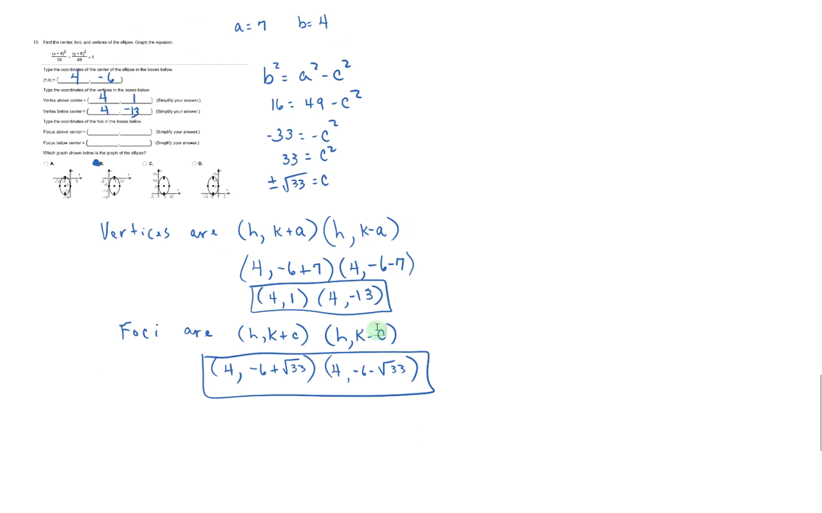The foci, we're going to just plug into the formulas. h and then k plus c. So (4, -6 plus the square root of 33), and (4, -6 minus the square root of 33). And those would go there. And that one's going to be below center. And then, which graph shows the ellipse? They all kind of look a little bit alike, but the center is at (4, -6). So we are here.